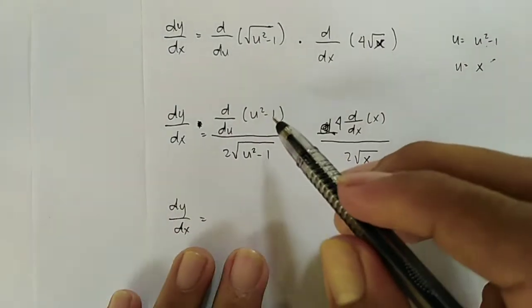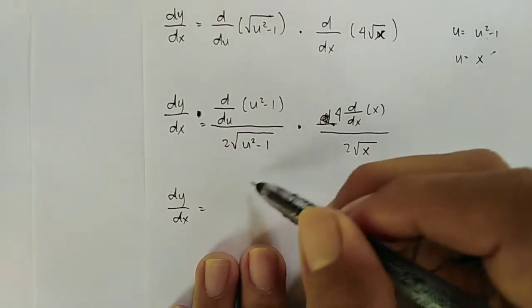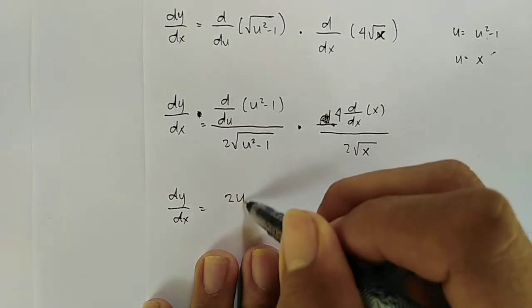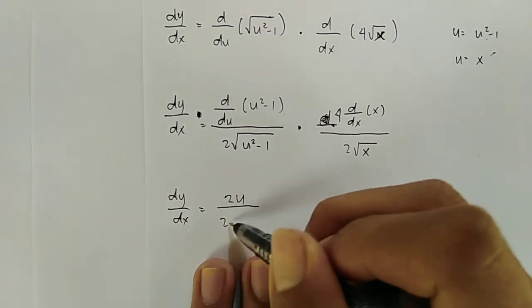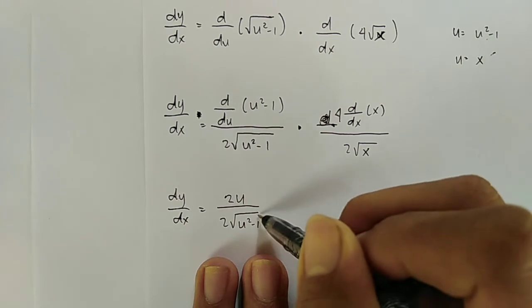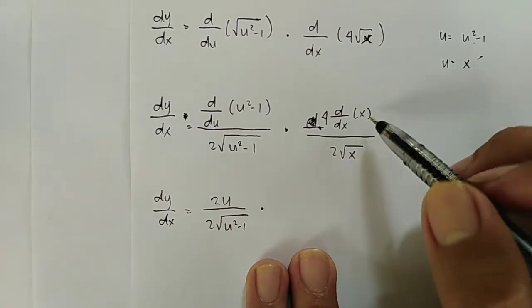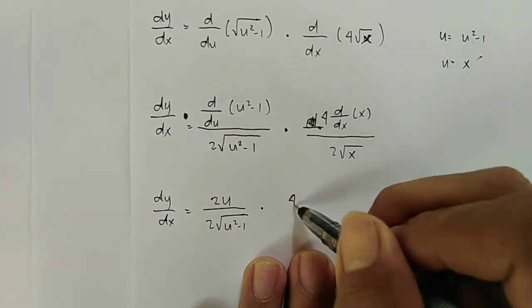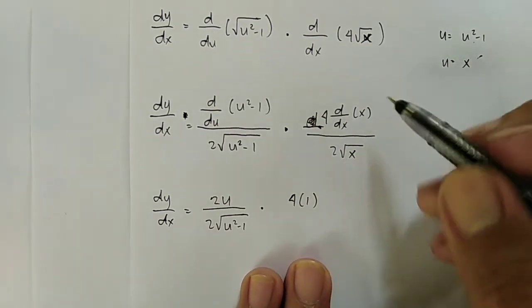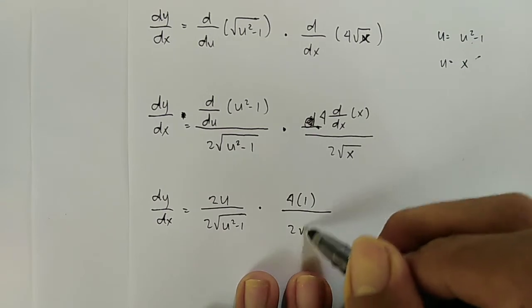So yan. Derivative of the function u squared minus 1, ang mangyayari diyan ay maging 2u all over 2 square root of u squared minus 1 times, sa kabila, 4 times the derivative of x. So magiging 4 times 1, kasi yung derivative of x is 1. Then tsaka 2 square root of x.